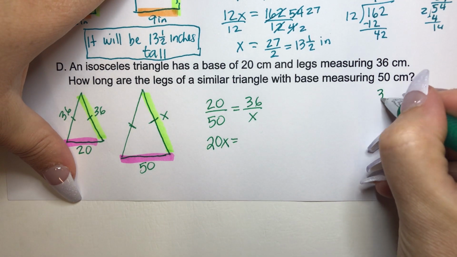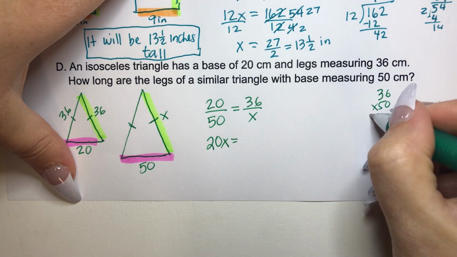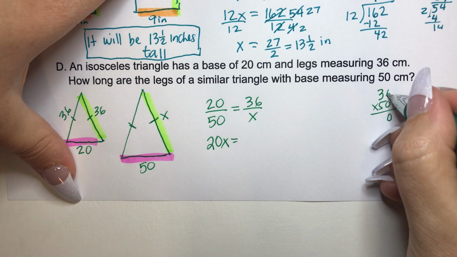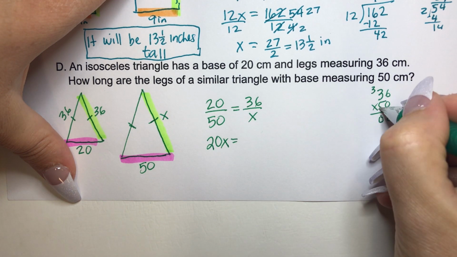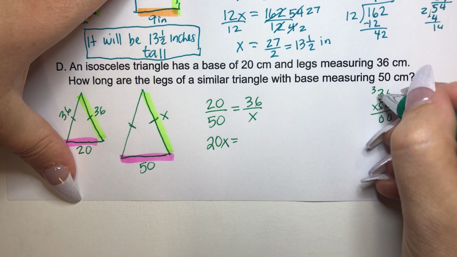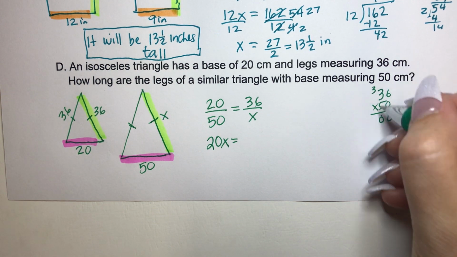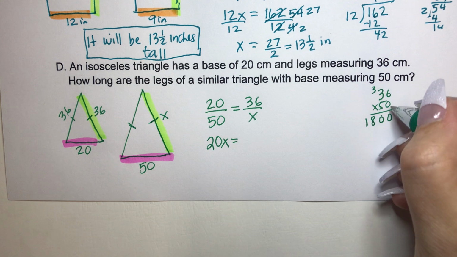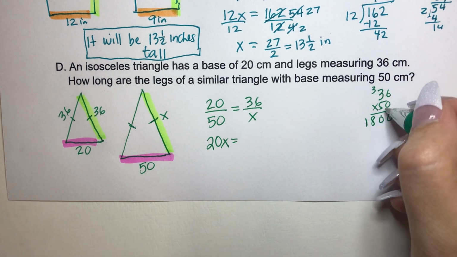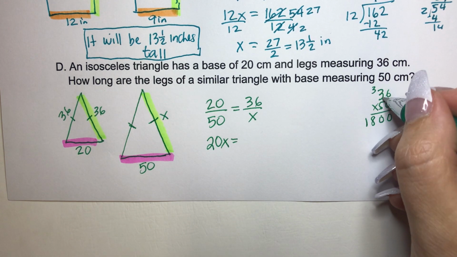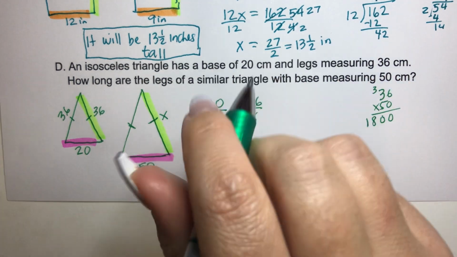I'm not exactly sure. That would be 0. 5 times 6 is 30. 5 times 3 is 15 plus 3 is 18. Okay, let me just double check that. 0, 30, 15 plus 3 is 18. Okay, so 1800.